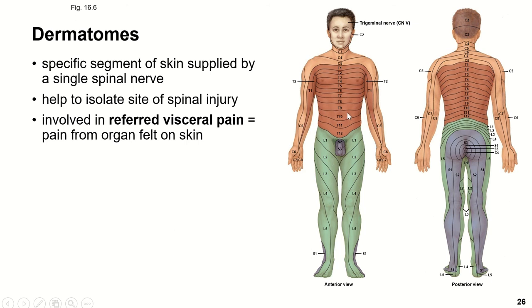Another one is pain from an appendicitis is sometimes felt in the belly button. And it's really just the brain misunderstanding the sensory signals that it's receiving. Having never received pain signals from that area before, it might try to associate the pain with something it has felt before. So that's one of the things that can happen with referred visceral pain.